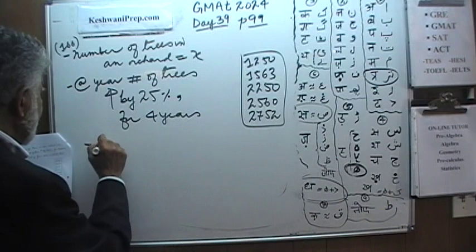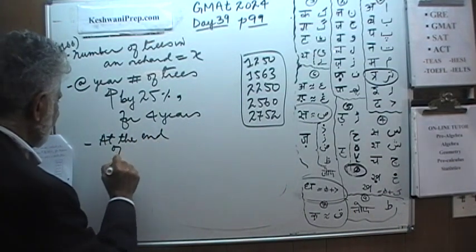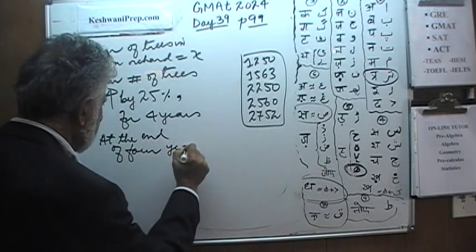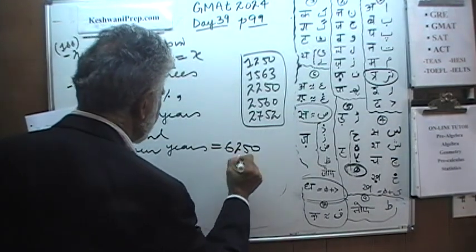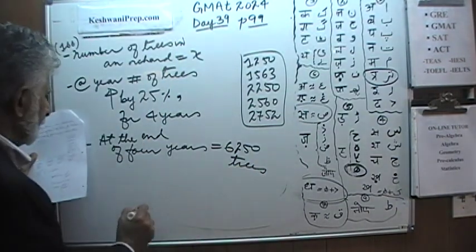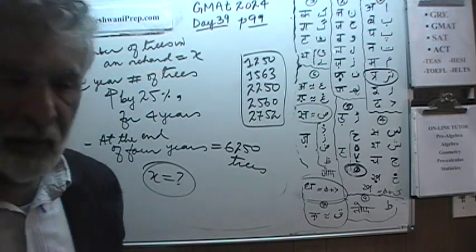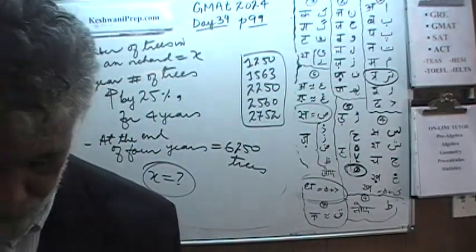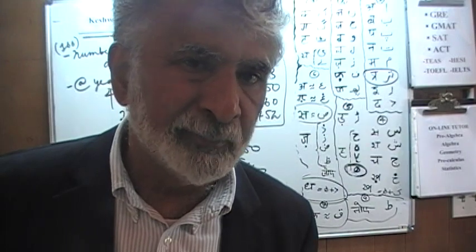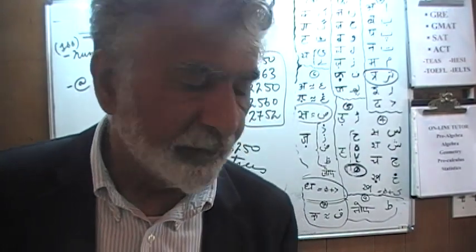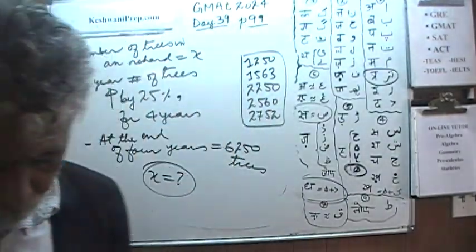Further, we are told that at the end of 4 years, we have 6,250 trees. The question is very straightforward, very simple. How many trees did we start out with in the orchard, so that at the end of the 4 years, after having planted 25% more trees than what we had the previous year, having done that for 4 years, we will have 6,250 trees. Go ahead, pause the video and do it yourself.